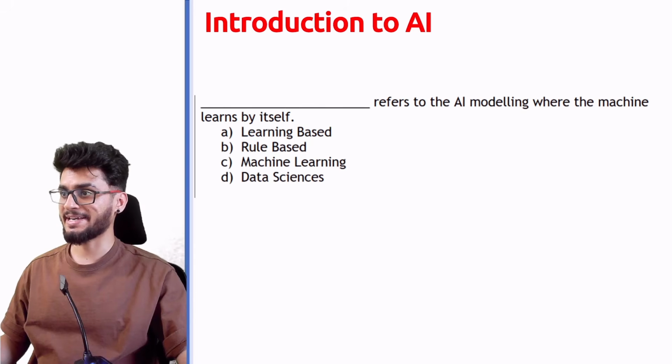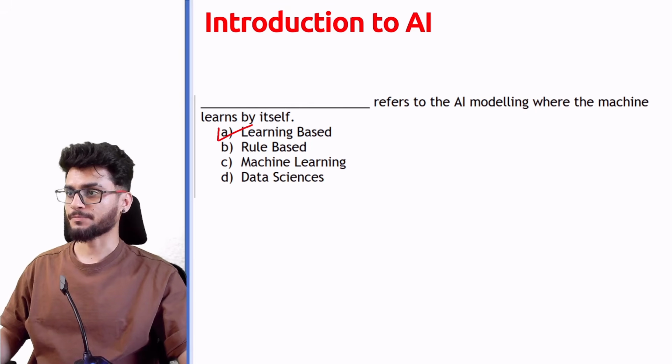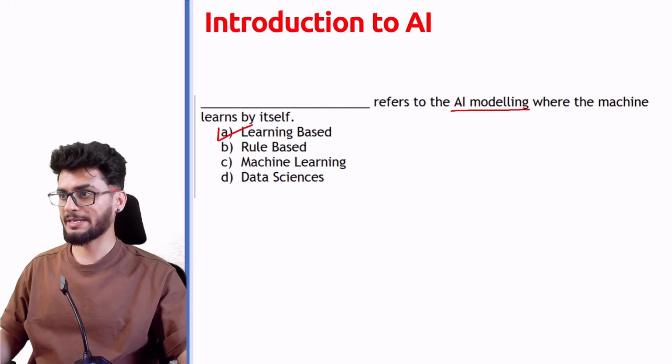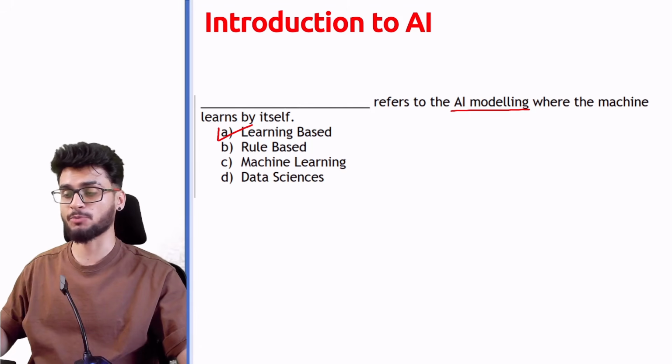Dash refers to the AI modeling where the machine learns by itself. So when the machine learns by itself, it means it is learning based. Learning based AI modeling. Machine learning could also have been the answer, but that is a subset of AI and it is not actually AI modeling.